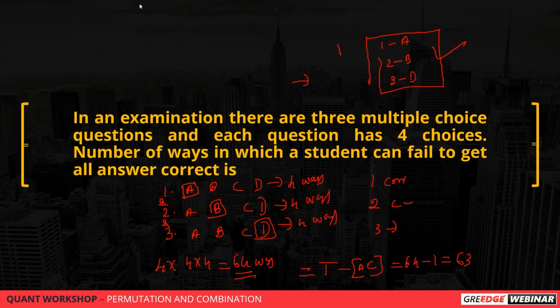You got it now, everyone? How are we doing this? So totally the three questions can be answered in 64 ways. 64 different ways of answering will come, but only one answer key will be correct. Otherwise, all the remaining are going to be wrong. So that is simply 64 minus 1, 63 ways this could happen.